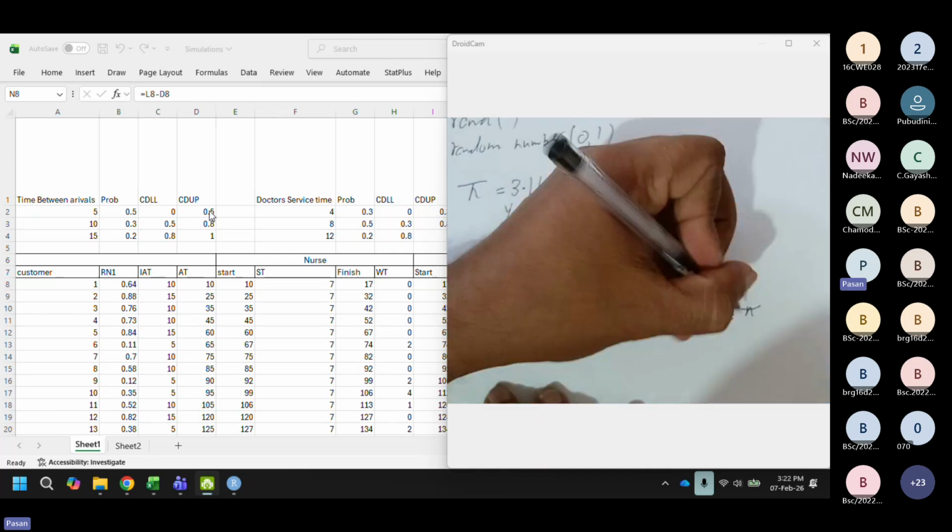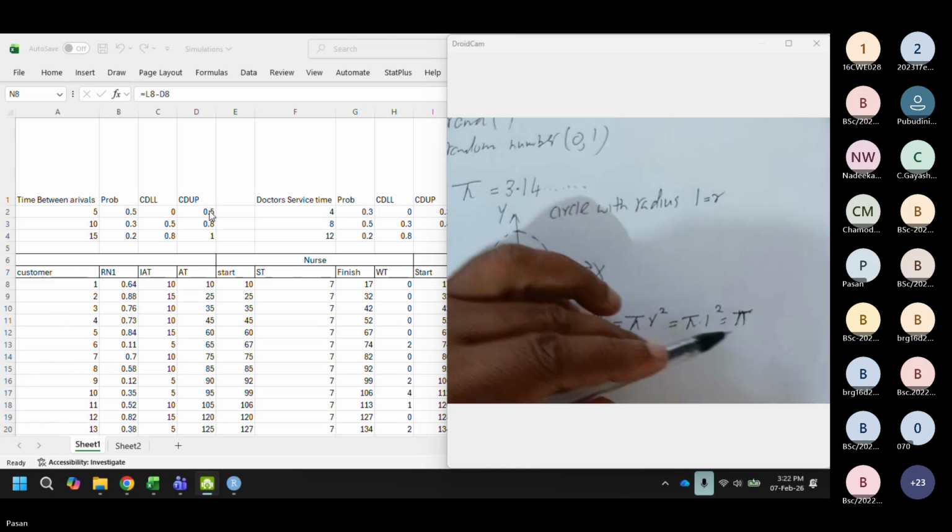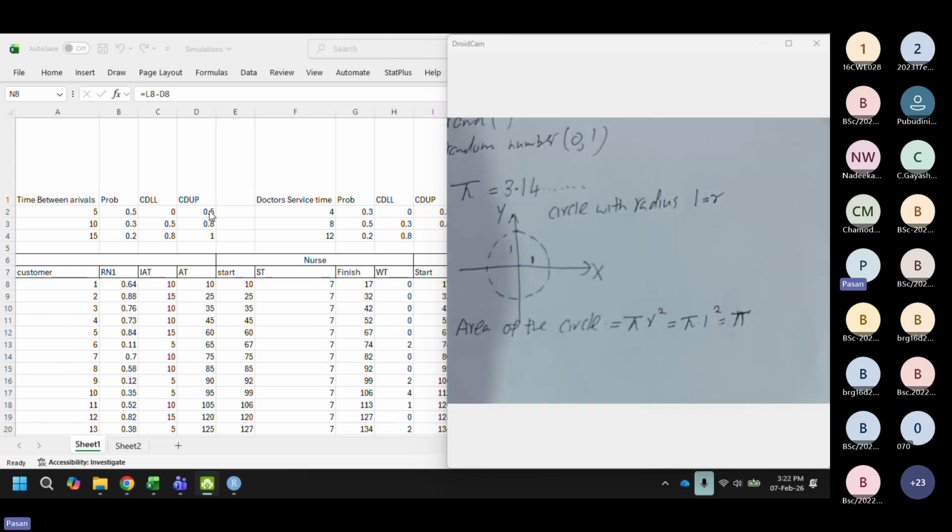Therefore, if you look at this particular circle here, the area of this circle is exactly the value of pi. So that's what we need.